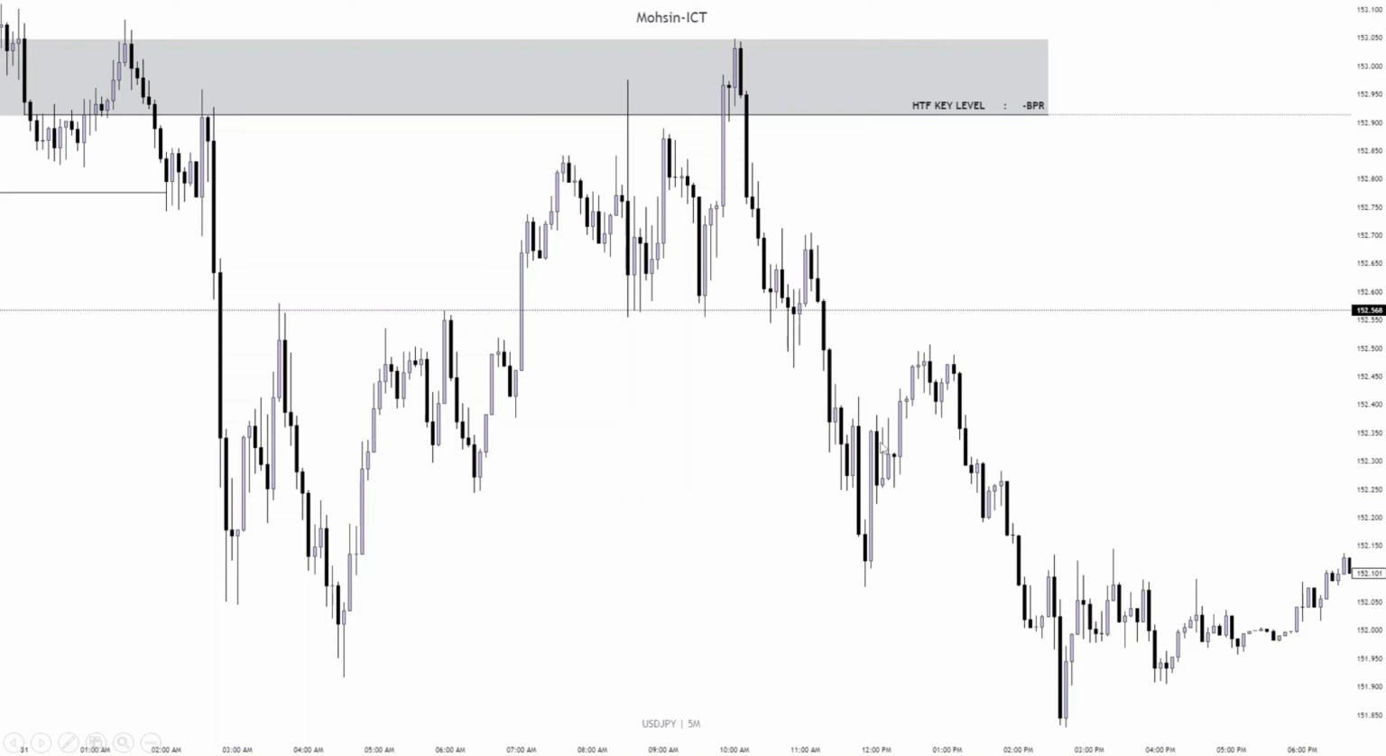We are on the lower time frame. This is the 5-minute chart, from hourly to 5-minute. You see, this is our higher time frame key level, the bearish PPR. This is our very first condition, and we have already taken a lot of buy side liquidity as well. Right here, here, here as well. After this, we look for the order block formation.